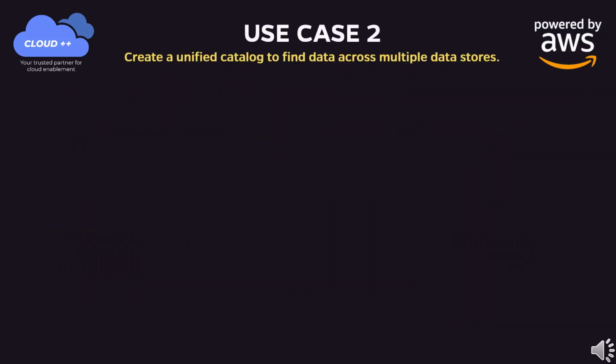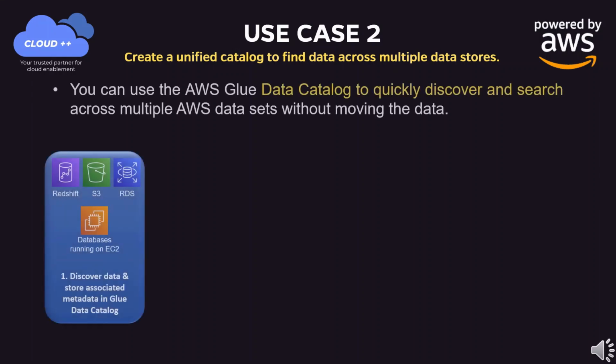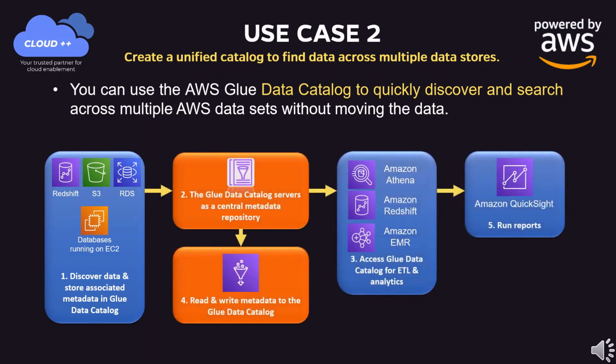Use Case 2. Create a unified catalog to find data across multiple data stores. You can use the AWS Glue Data Catalog to quickly discover and search across multiple AWS data sets without moving the data. Once the data is cataloged, it is immediately available for search and query using Athena, EMR, and Redshift Spectrum.